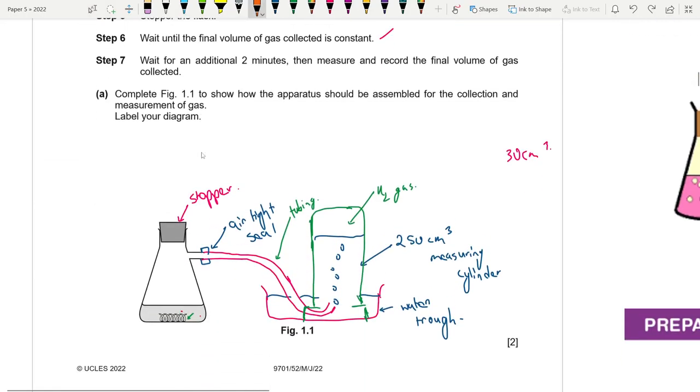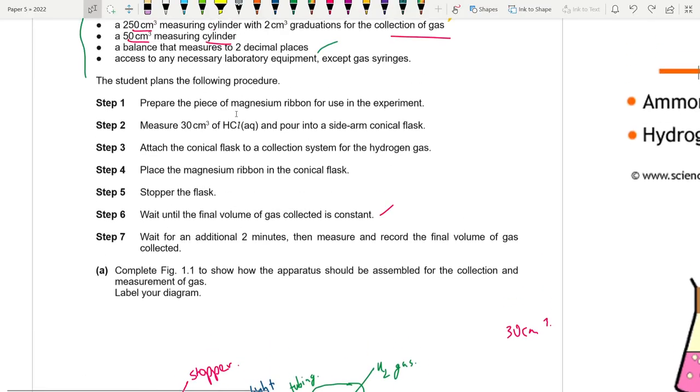Basically, we need a method in which we can keep the stopper on, but the reaction won't begin. But in this method, the problem is we put the magnesium ribbon in, the reaction has started, and then we put the stopper back in. By that time, some gas already escapes. That's an issue with the experiment. We're going to fix this later.